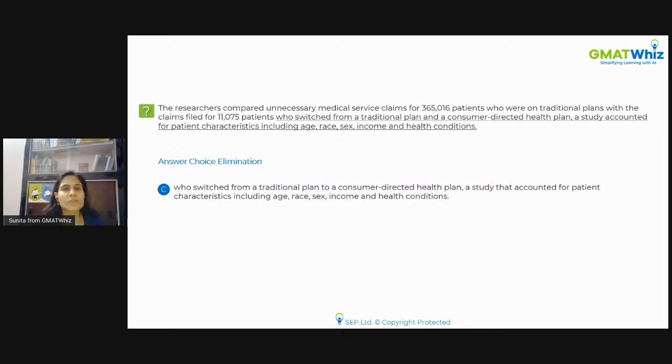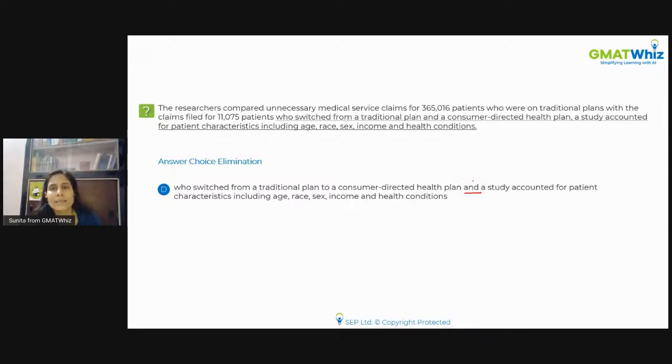Who switched from a traditional plan to a consumer-directed health plan, and a study that accounted for, okay, C looks good. C, so far, I don't have any reason to eliminate C actually. Let me look at D. Who switched from a traditional plan to a consumer-directed health plan, and a study.